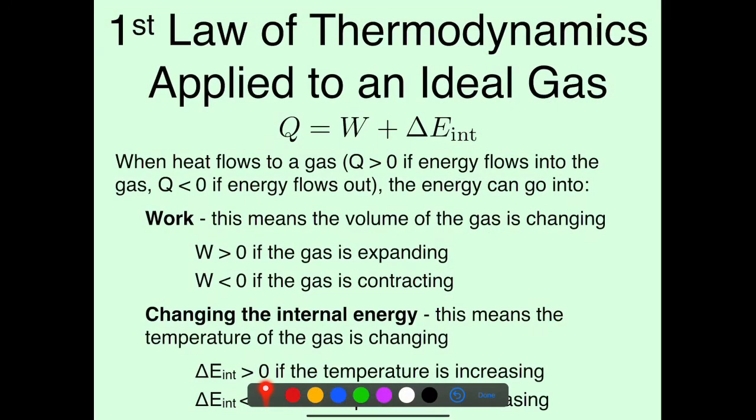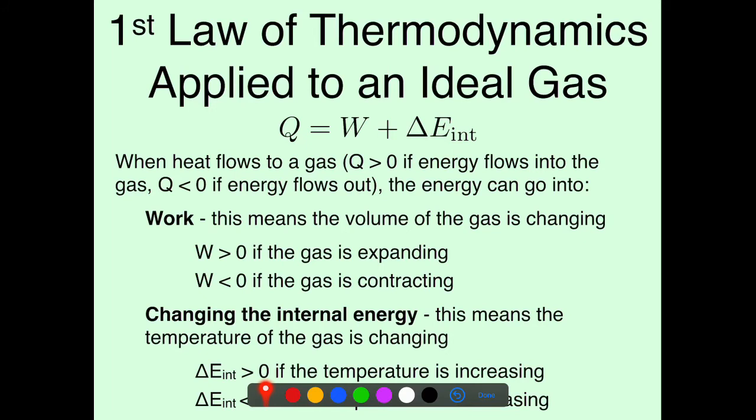Okay, so now let's take a closer look at the result we just derived. This is the first law of thermodynamics applied to an ideal gas. It says that Q is equal to W plus delta E internal. We really want to understand this equation. We want to understand all the variables in the equation and what they mean, and also how they relate to each other. So Q is heat. And when heat flows to a gas, Q can be positive or negative depending on the situation. So if Q is positive, that means energy is flowing into the gas. If Q is negative, that means energy is flowing out of the gas.